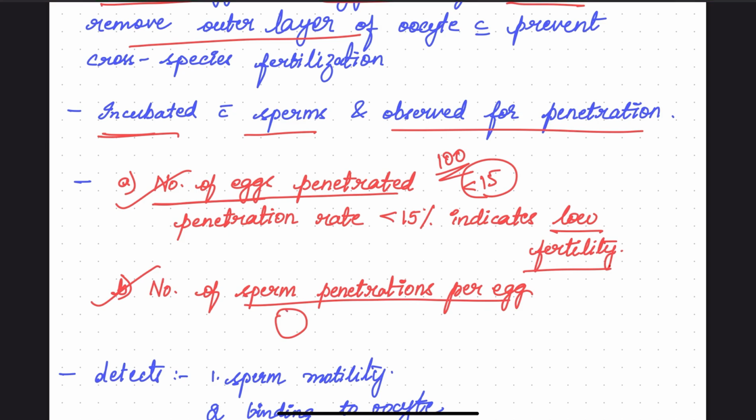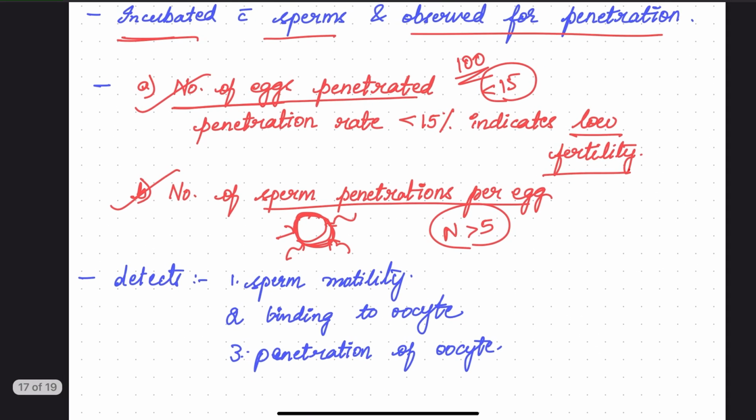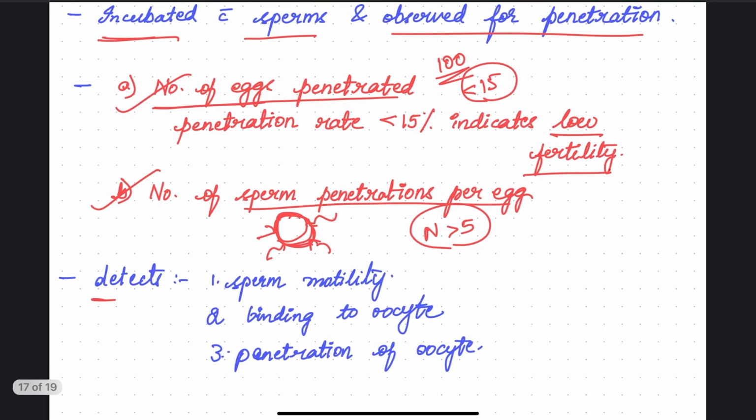And number of sperm penetrations per egg. If you take a hamster egg, one egg is fertilized by how many sperms? Normally, it should be more than 5. One egg fertilized by more than 5 sperms is considered normal. This hamster egg test detects sperm motility. Obviously, it has to travel up. Motility, binding to oocyte, penetration.